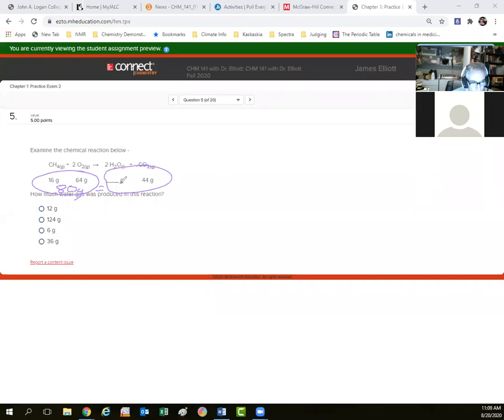And so we've got the total mass out, at least for the carbon dioxide. So that 80 minus the 44 means that we must have 36 grams of the water. Total mass in will equal the total mass out.